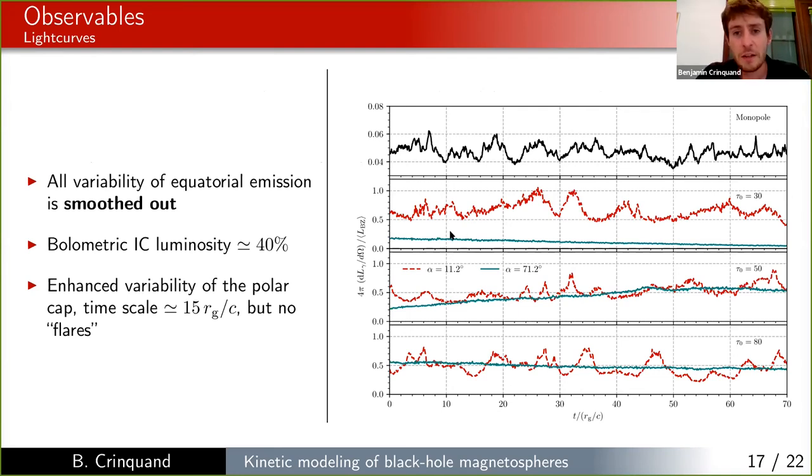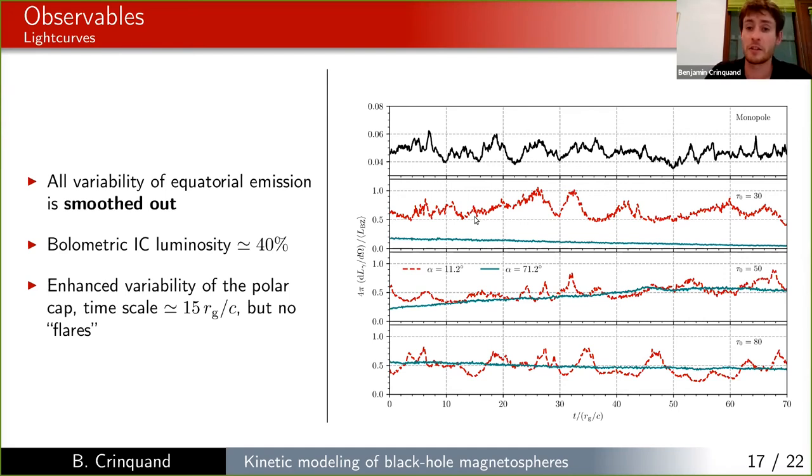The main lesson that we learned from this is that the emission from the current sheet, although this current sheet is very dynamic, is completely smoothed out. And this is completely due to the many geodesics, which are quite complex and not straight at all, relating the current sheet to the external observer.